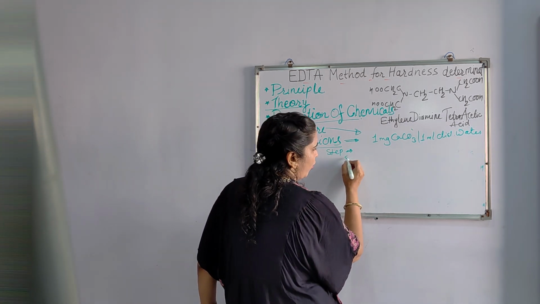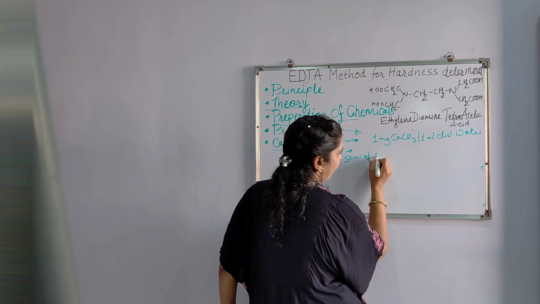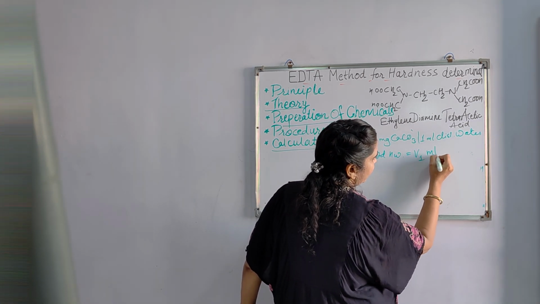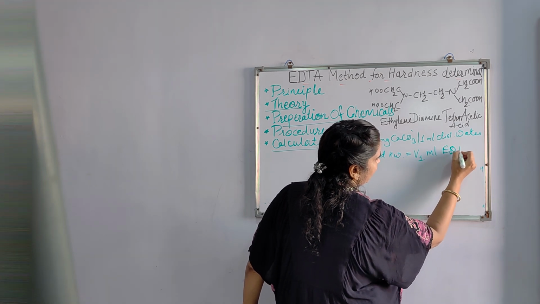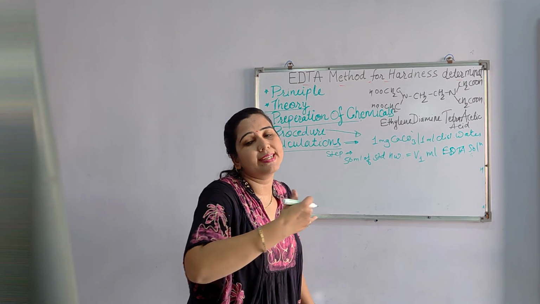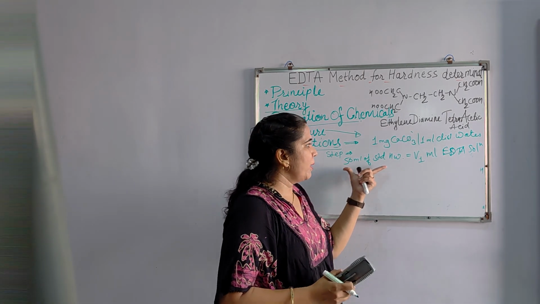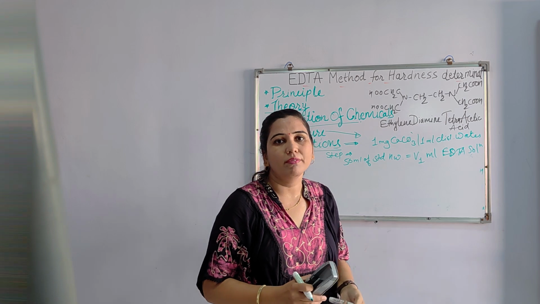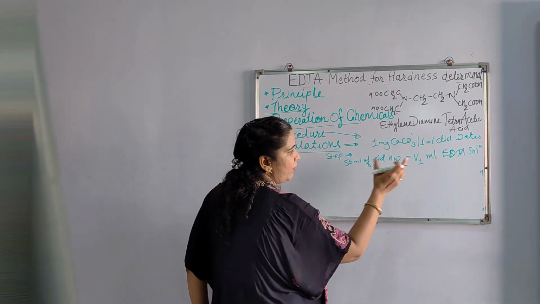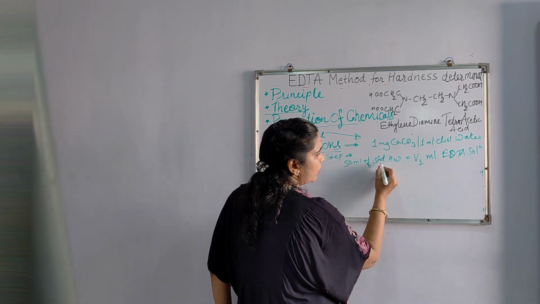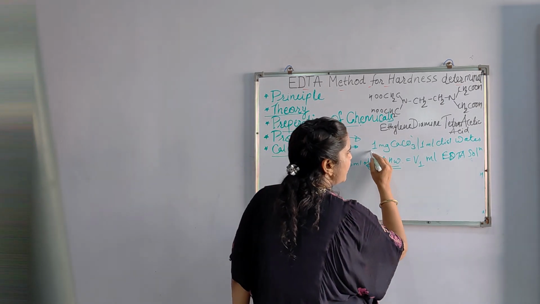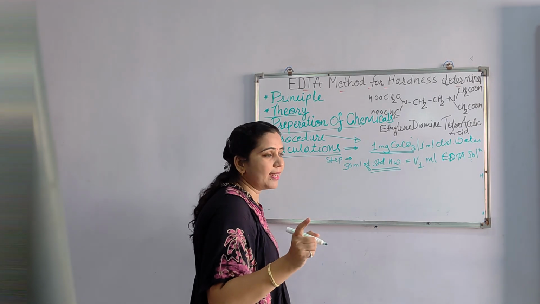Now, what is our reading? 50 ml of standard hard water we took, and then we got V1 ml of EDTA solution. If you forget, revise the video and see once again that for the 50 ml of standard hard water we required V1 ml of EDTA. We want this hardness in terms of CaCO3 equivalents, as it is a standard hardness causing sum.